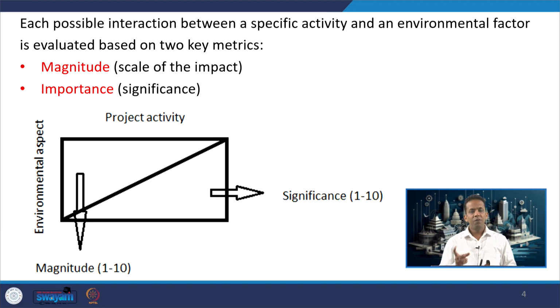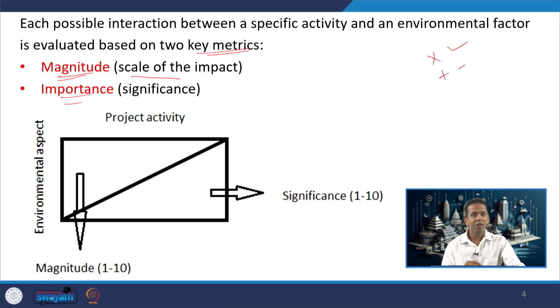So, what is the difference between the simple matrix and the Leopold matrix? The simple matrix told us whether there is an impact or no impact, or whether it is a positive or negative impact, that is all. Now, each interaction between a project activity and an environmental factor or component can be evaluated based on two metrics. One is how big or small the impact is, that is the magnitude, the scale of the impact. And second is the importance of the impact, that is significance, how important that particular impact is.